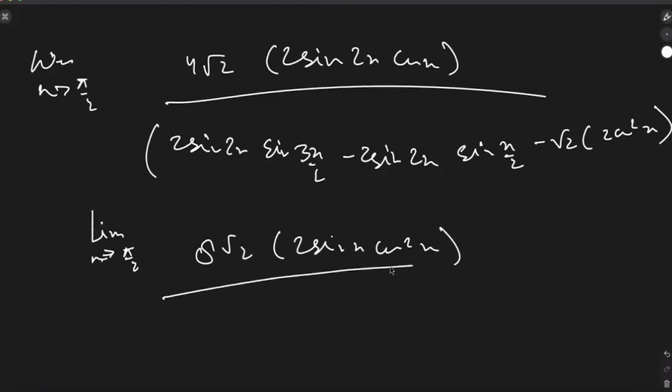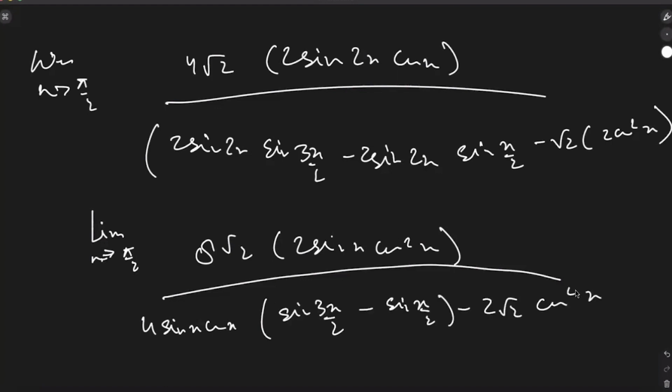Only. And in the denominator as well, sine 2x can be written as 4 sine x cos x, and sine 3x by 2 is over there. Okay. So over here it will be sine 3x by 2. I'll take this and this common. Okay, so 4 sine x cos x, sine 3x by 2 minus sine x by 2, and minus 2 root 2 cos square x. Only.